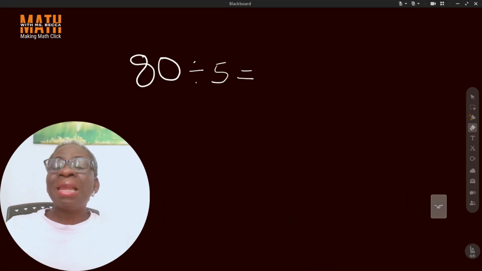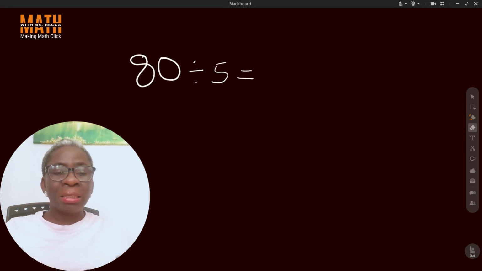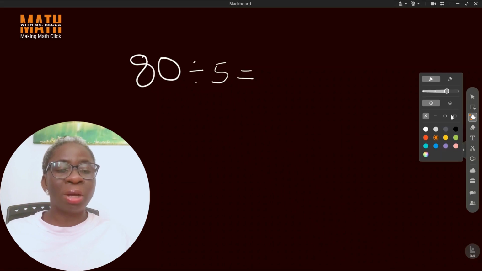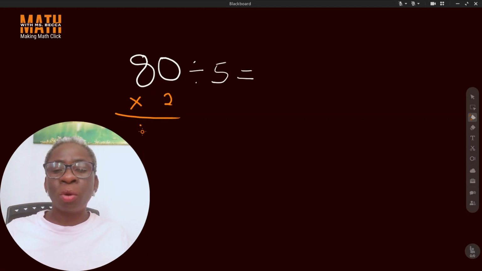You can divide any number by 5 in just 2 steps. And the first thing you have to do when you are to divide any number by 5 is that you first multiply that number by 2. Now we multiply 80 by 2 and this would give 160. Then you divide it by 10.